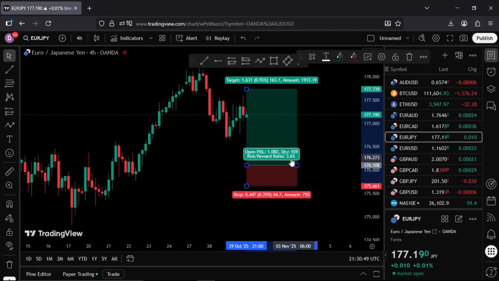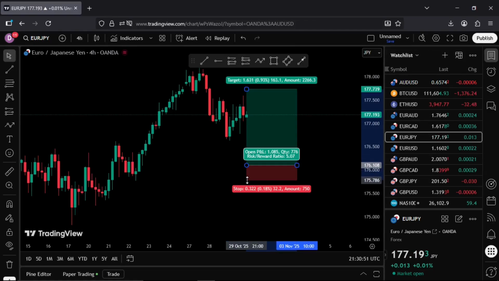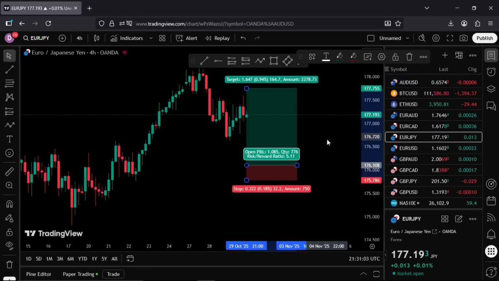So if I keep changing, you can see it keeps going up. So now it's a risk to reward ratio of 1 to 5.07, okay, and so on and so on. These tools right here will be the tools that I'll be measuring my setups with before I take the trades, because we only want to take setups that are at least a 1 to 2 risk to reward. All right, so now let me go ahead and delete that.